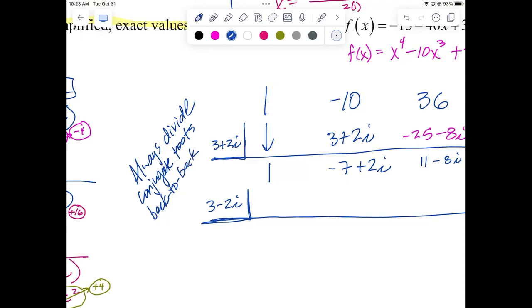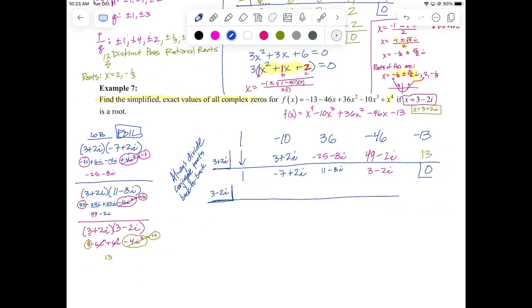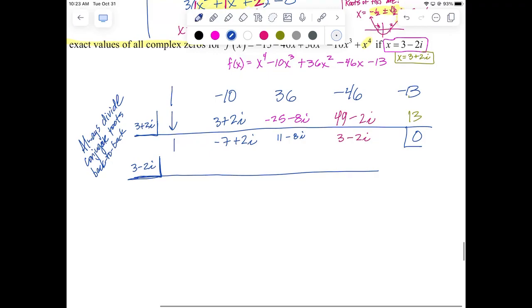It just makes it easier. So even if I knew another root here, I would still do the conjugate root back to back. Otherwise, you're going to make it very, very difficult. The numbers get ugly. Okay? But if you do the conjugate root back to back, numbers will get pretty again all of a sudden.